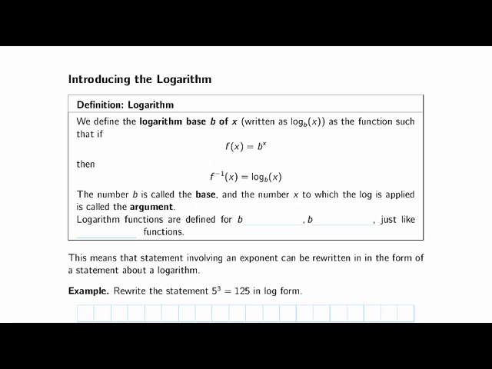We knew that the exponential had an inverse because it was 1 to 1. But none of the functions we already had were that inverse. So now we're defining a new function called the logarithm. And the way that we're defining it is, if we have an exponential with a base b, its inverse is called the logarithm base b.